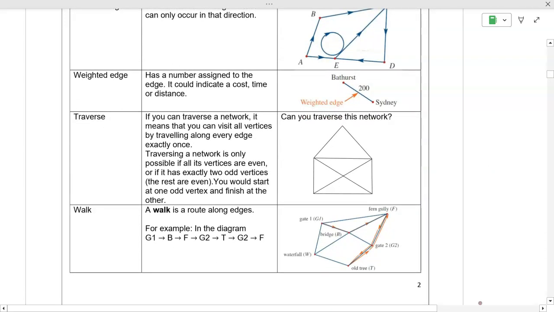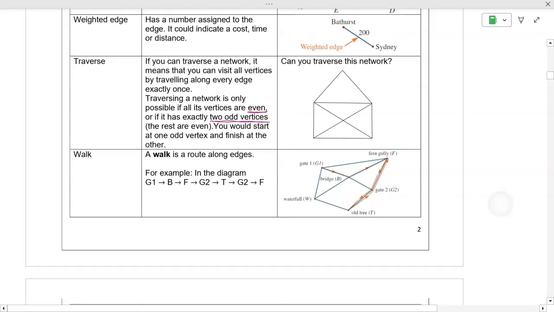We have a traverse. So if you can traverse a network, it means that you can visit all vertices by traveling along every edge exactly once. It's only possible if all its vertices are even. So that's a really important point there, if it's even, or if it has exactly 2 odd vertices and the rest are even. So you'd start at one vertex and finish at the other. So working your way around, you can get to every single point along every edge and you don't cross over anything twice.